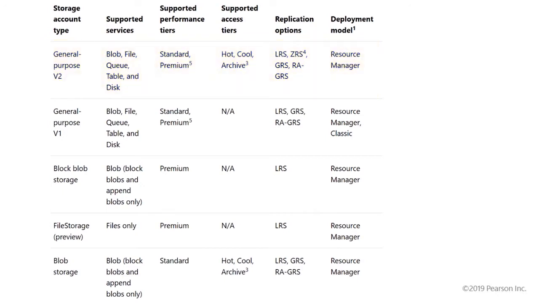I'm not going to go through all of these elements, but make sure that you're familiar with this for the exam. Notice, for example, that block blob storage only supports block blobs and append blobs only. It supports the premium tier, doesn't support any of the access tiers, and you only have LRS replication. File storage is also similar: files only, premium performance tier, access tiers aren't applicable, and it only supports LRS replication. So again, make sure you're familiar with these different storage account types and their different attributes for the exam.